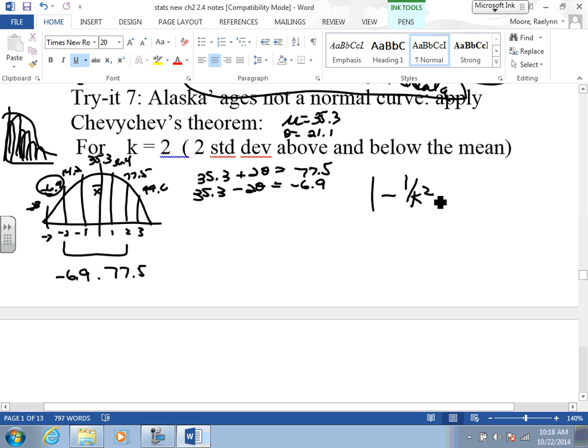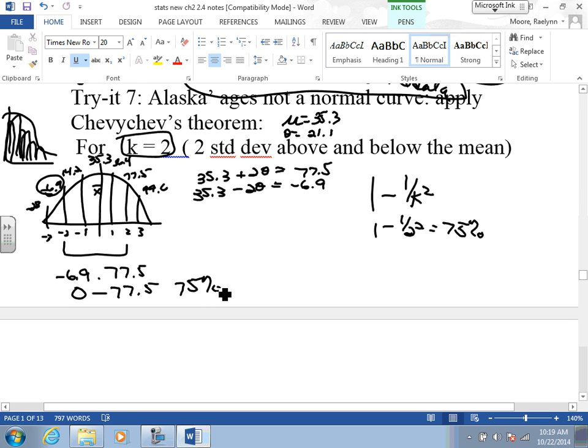So now, k equals 2, I plug my 2 in here. This gives me 75%. Instead of adding up these percents and getting 95%, this says this doesn't fit your normal curve. So from negative 6.9 to 77.5 covers 75% of your data. Okay? But we're just going to adjust this because there's no age, negative 6.9. So we're going to make it from 0 to 77.5. Covers 75% of our data.